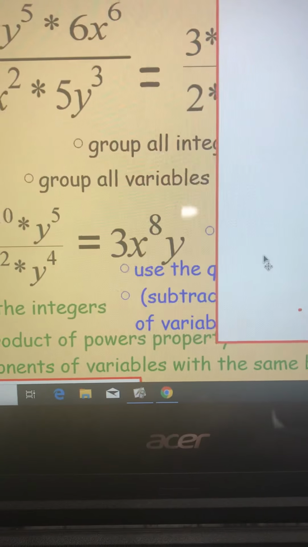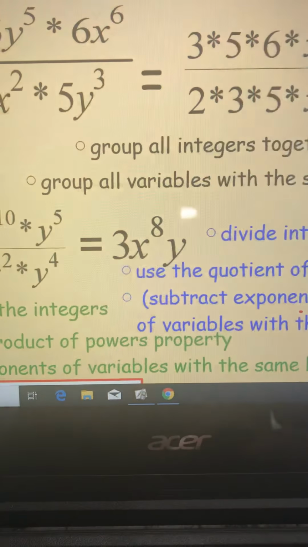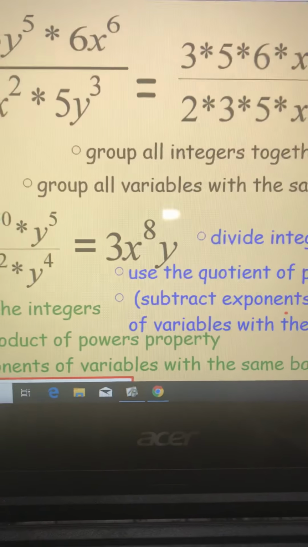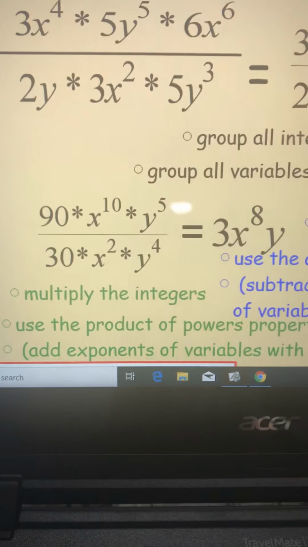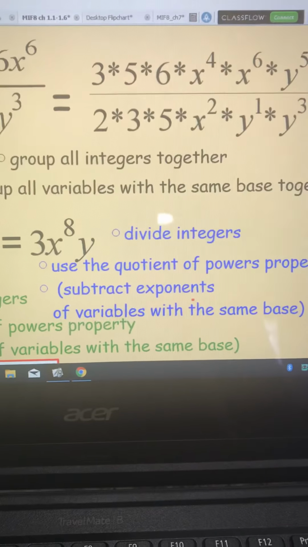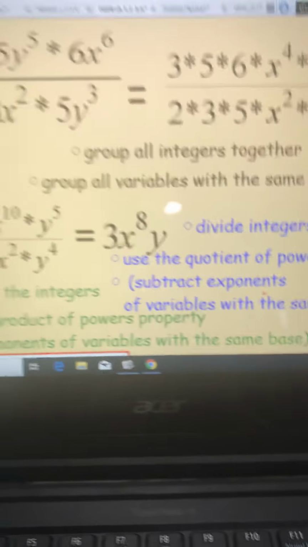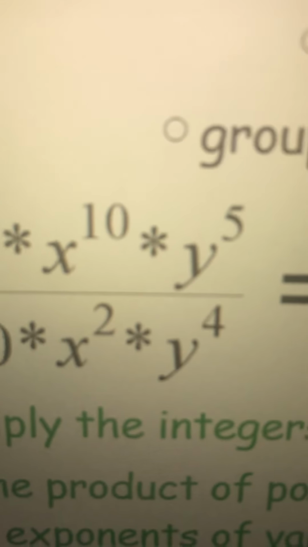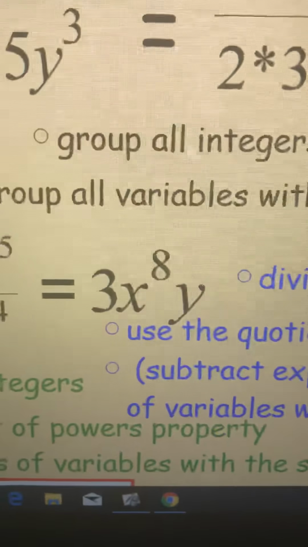Final step is to actually solve. And when you actually solve, you end up with 3x to the 8th times y. How did I get that? Well, 90 divided by 30 is 3. So first step, divide those coefficients, or divide the integers. Second step, take care of your x terms. You've got x to the 10th over x squared. Just right there. Do you see how you have x to the 8th? Put that into your answer.